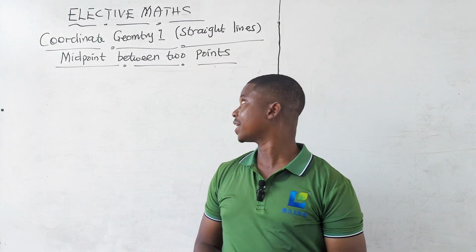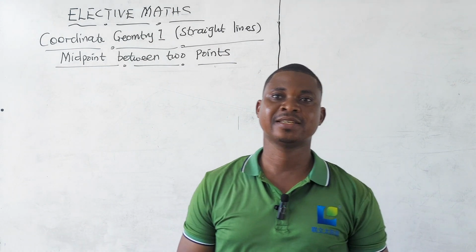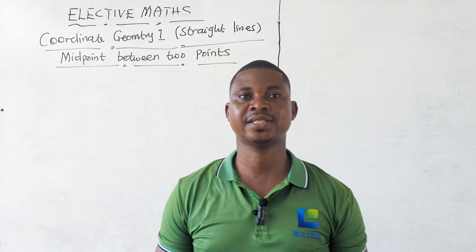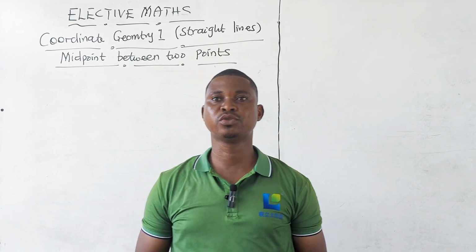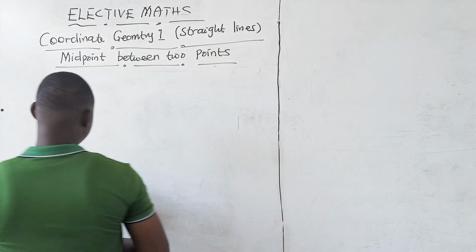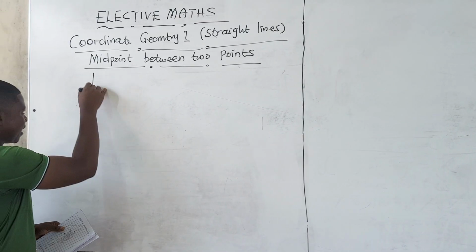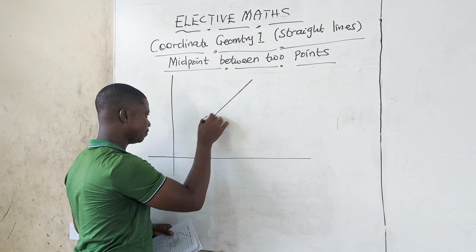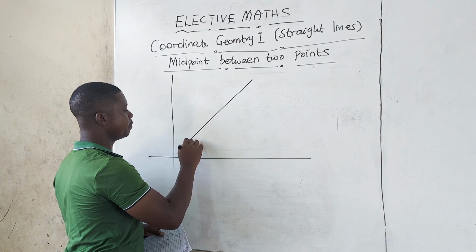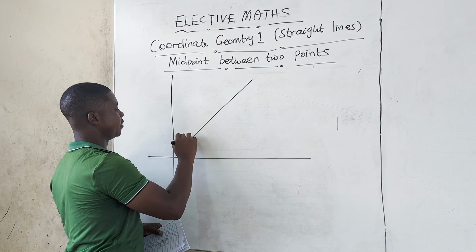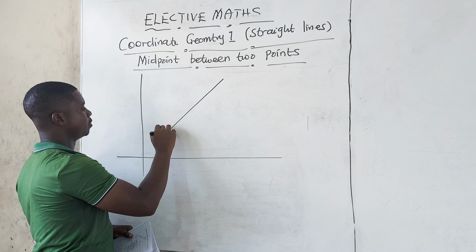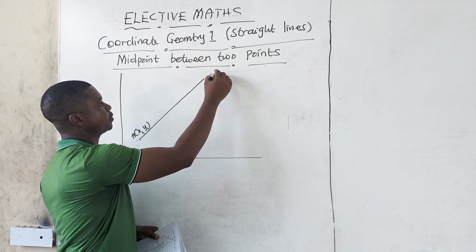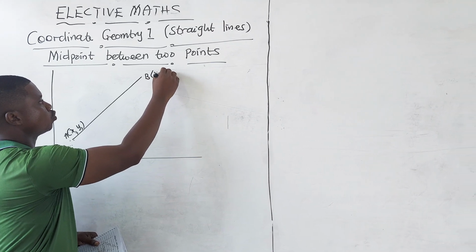Today we are going to look at coordinate geometry 1, straight lines. But this time we are going to look at the midpoint between 2 points. So when we have a line on the Cartesian plane, let's say the line AB, our A is (x1, y1), and then we have our B, (x2, y2).